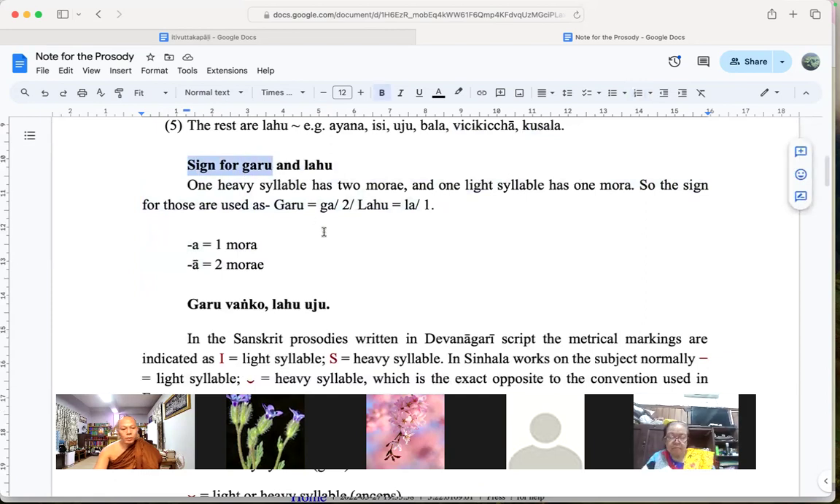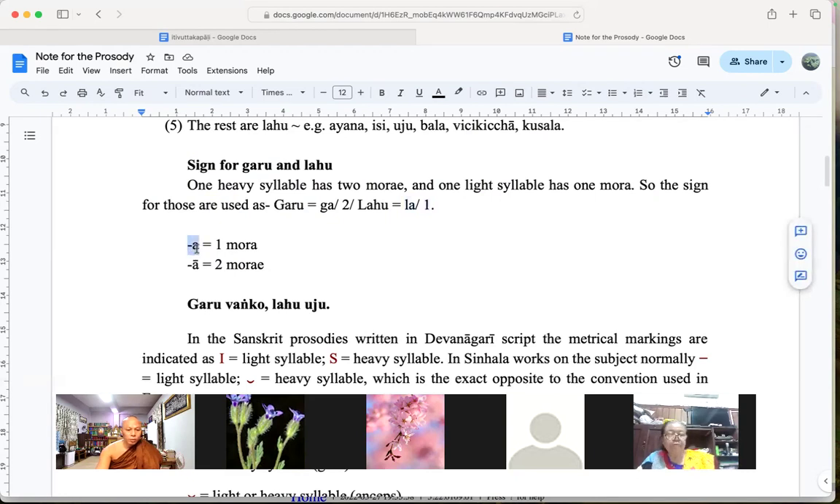So later one in the treatise of prosody, one heavy syllable has two mora, and one light syllable has one mora. So the sign for those are used as a... so actually garu, commonly we call the ga a short one. So ga, and the number that represents that one is two. So lahu is la as a syllable, but the number it represents is one. Okay.